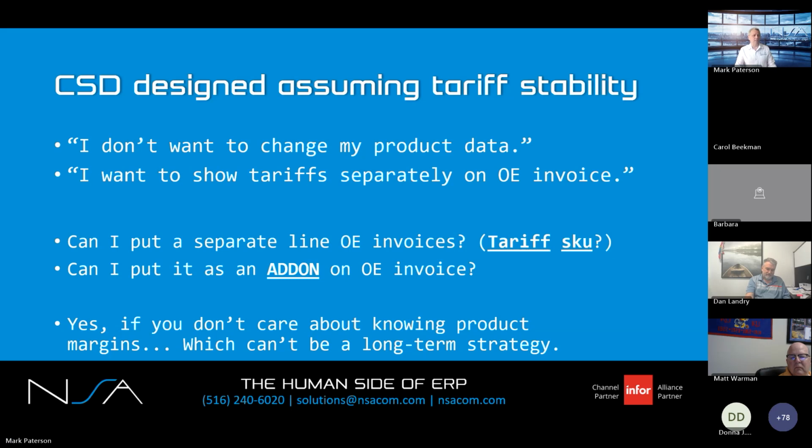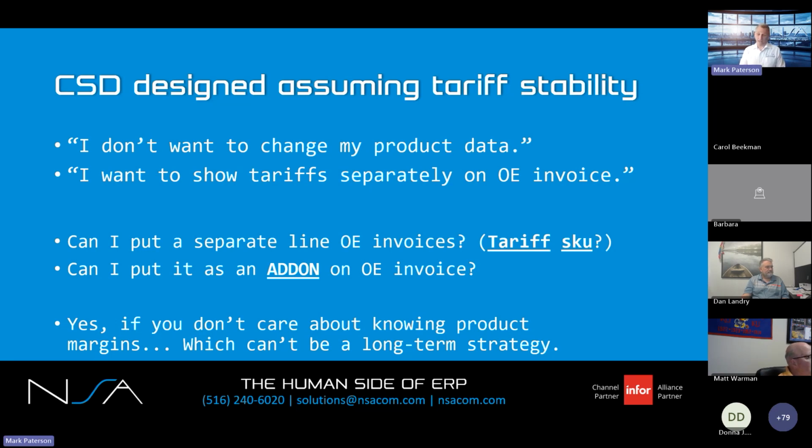I guess what we'll do here is just dispel a few things that have been brought up to us, and I'm assuming a lot of you have these same questions. CSD was designed for a tariff that's stable, because there's a considerable amount of setup required to go to the SKU level and assign HS codes. What we're getting, and I have them in quotes because I'm quoting customers, is: I don't want to go and change all my data, or I want to show my tariffs separately on my invoice for a few reasons. One, I don't want my customers thinking all of a sudden I've added a whole bunch to my price. And I just want to make that clear.